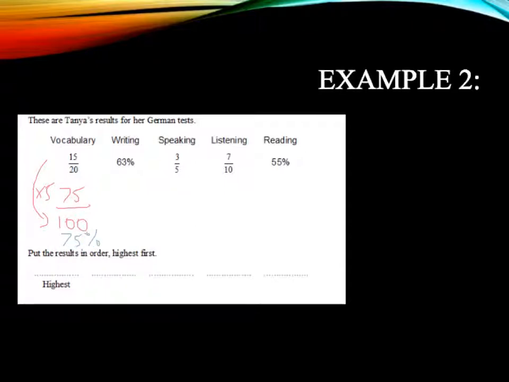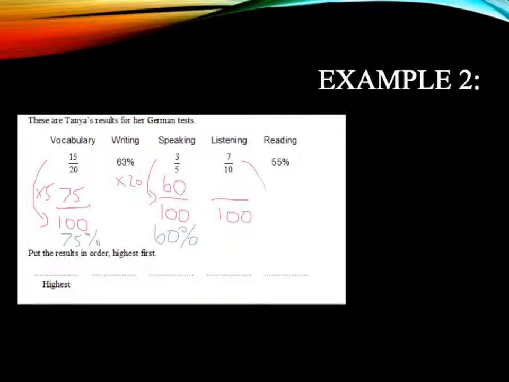Okay, let's do the same with 3/5. I'm going to write it over 100. What can I do to convert a 5 into 100? Well, I can times by 20. So let's think about this, timesing by 20. If I'm timesing the bottom by 20, I have to times the top by 20. This is 60. And therefore the speaking percentage is 60%. We've got one more to do. We've got the listening one. Again, I'm going to write it over 100.